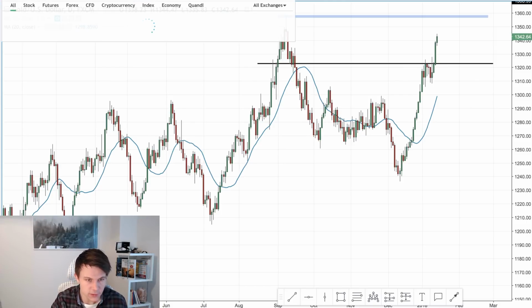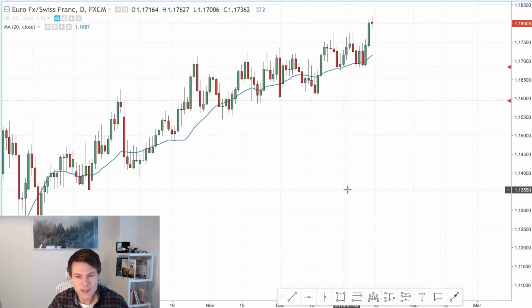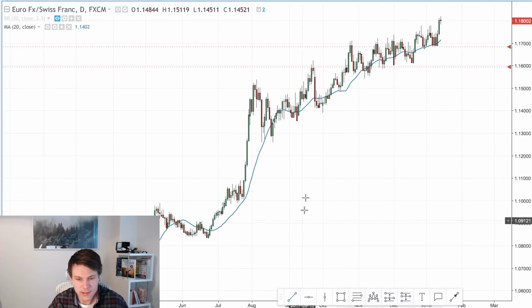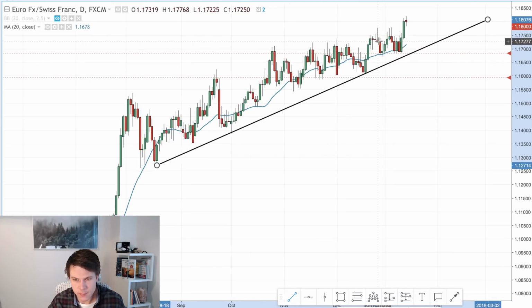Then let's take a look at a very challenging market, and one where a lot of people get burned. So the euro Swiss franc, it is what I would call the widow maker, and I just made that up, so it is not a pattern.